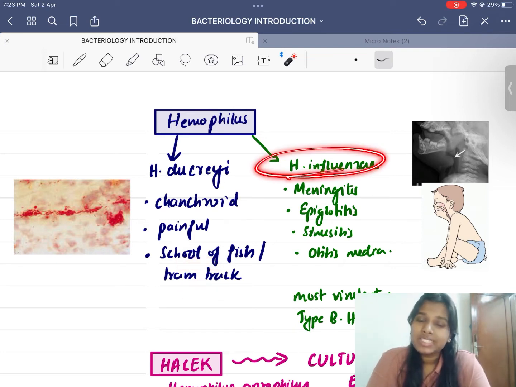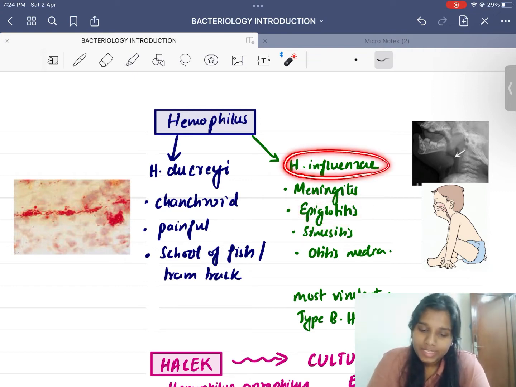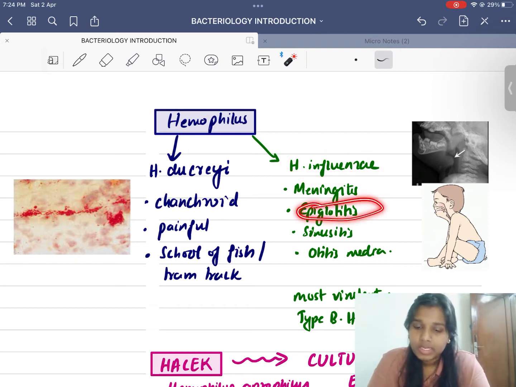After that, you have Haemophilus influenzae. Now, it was the most common cause of epiglottitis. Now it has changed. Now it is Streptococcus pneumoniae. I don't know whether it has changed after that, but the most recent one I heard was Strep pneumoniae is the most common cause of epiglottitis. Before that, they used to say H. influenzae is the most common cause of epiglottitis.